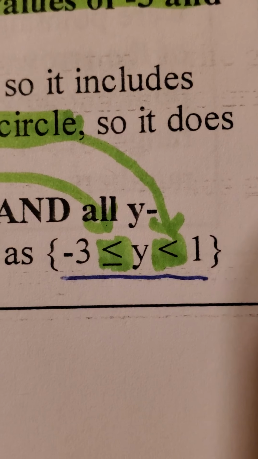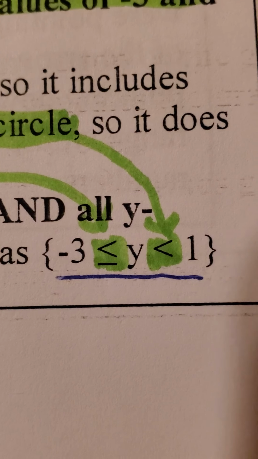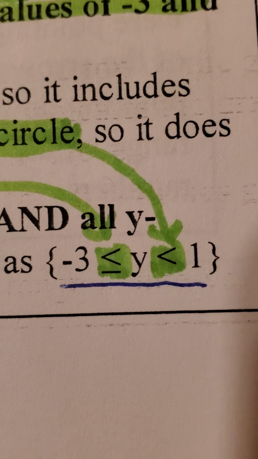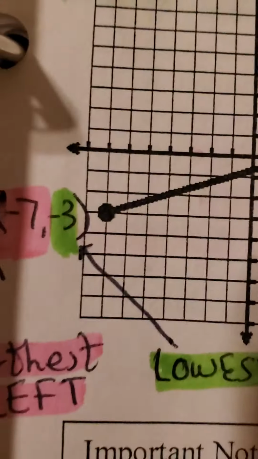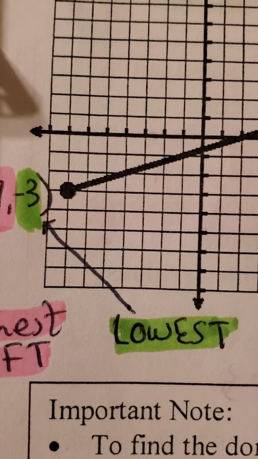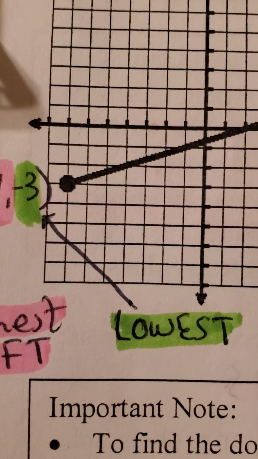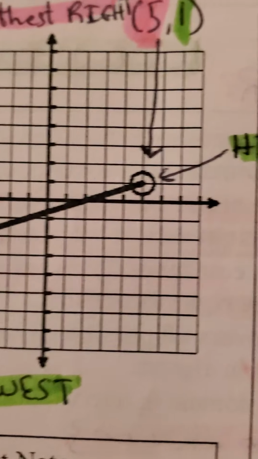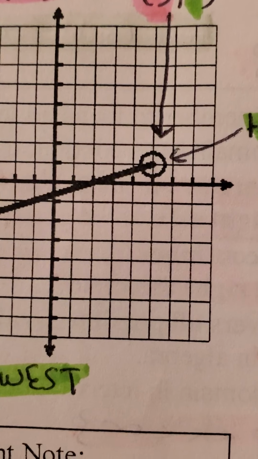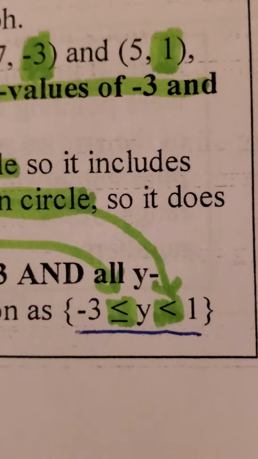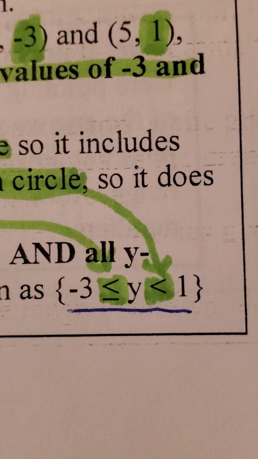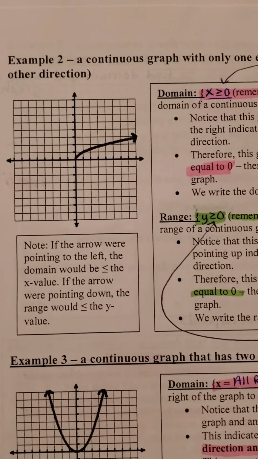Okay, and then the last thing is the symbols, just like last time. We've got a less than or equal to, and then we've got a less than. Let me remind you why that is. -3 is the lowest, and it's a closed circle, so that's why we do less than or equal to. +1's the highest this graph goes, up 1, and it's an open circle, so it's just a less than symbol. So that explains this example on the front of the notes.